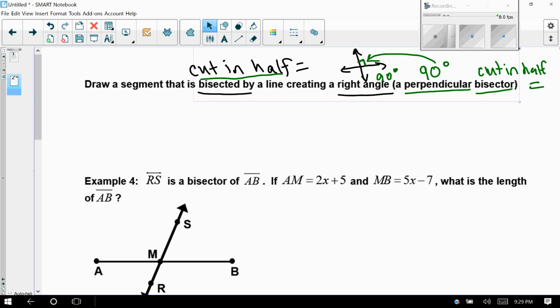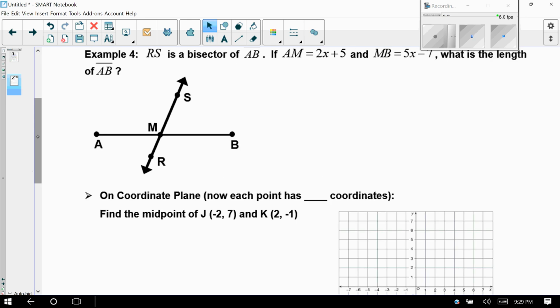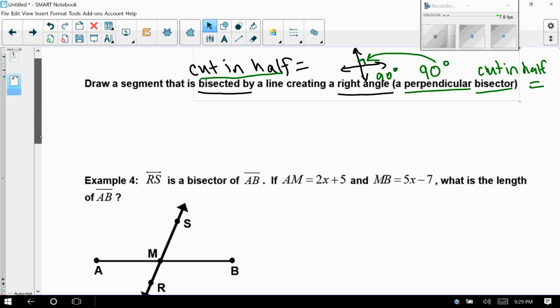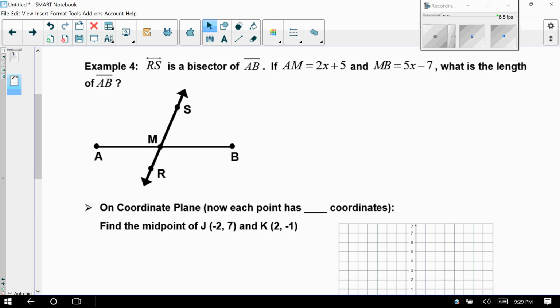Equally, right? All right, I want you guys to try this one out. Draw this. All right, example 4, RS. What is RS on top? Do you guys see that this is a line RS? Line RS is a bisector of this on top does not have any arrows.